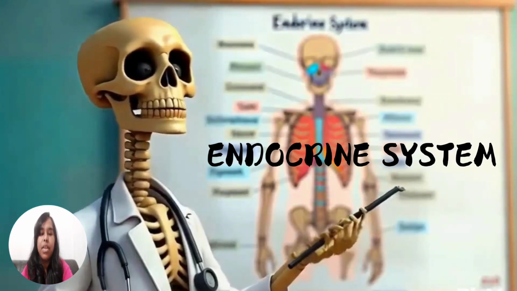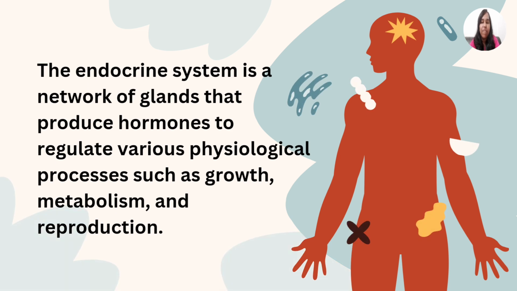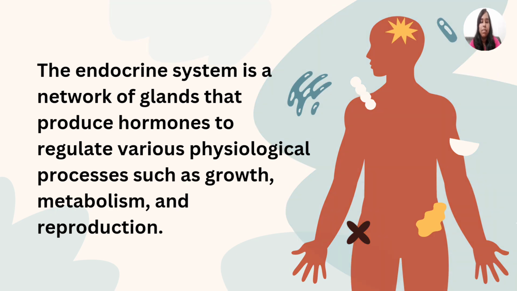Today we are going to learn about the endocrine system. The endocrine system is a network of glands that produce hormones to regulate various physiological processes such as growth, metabolism, and reproduction.